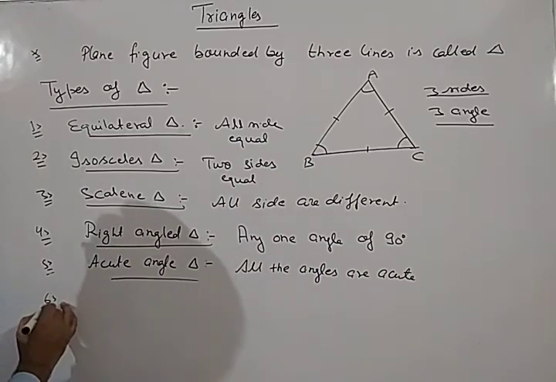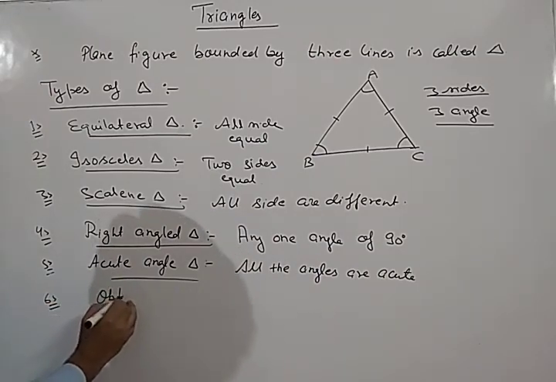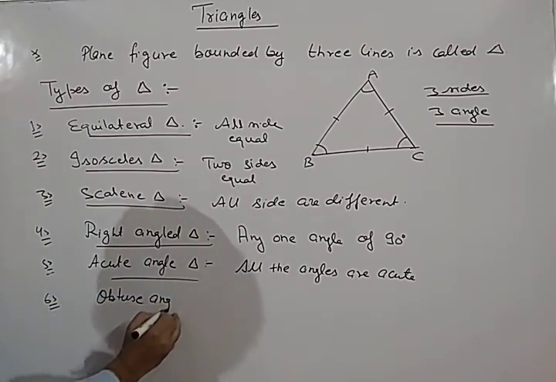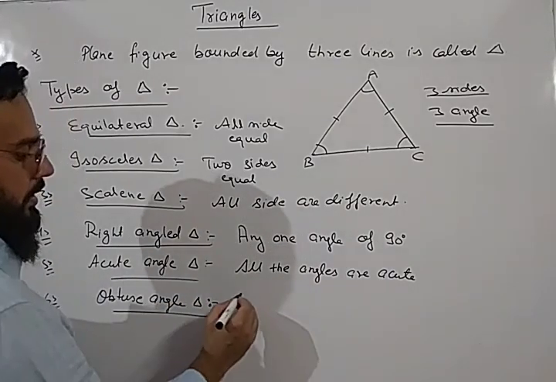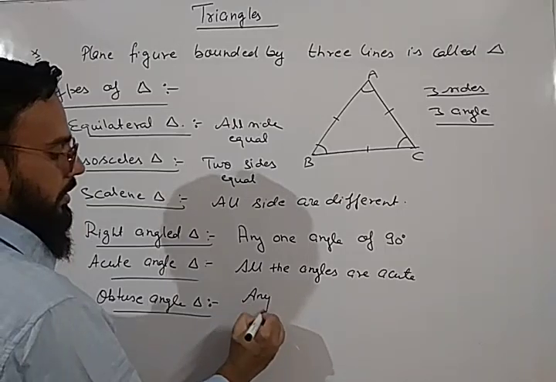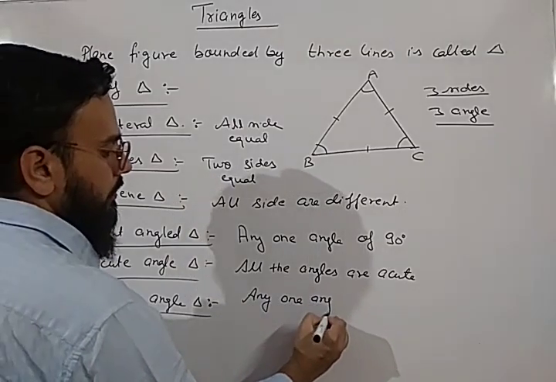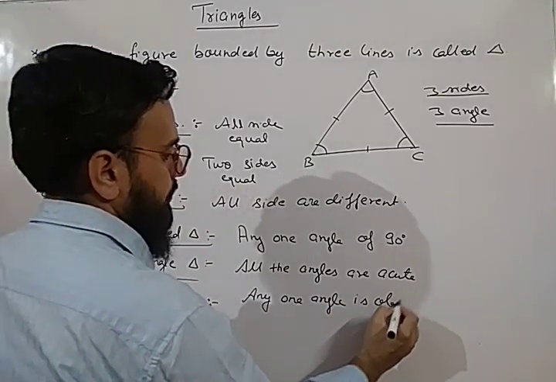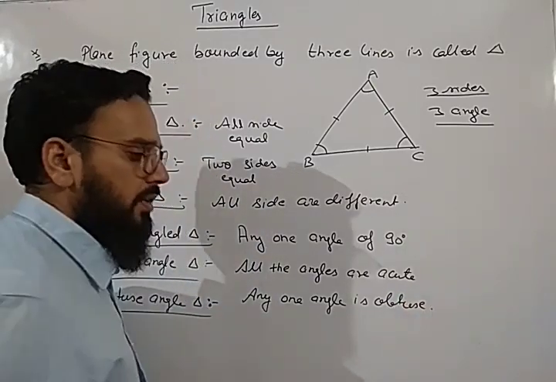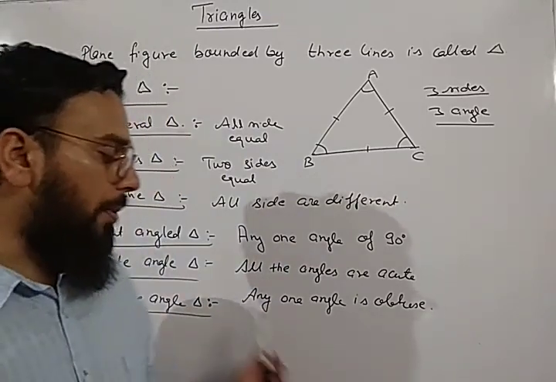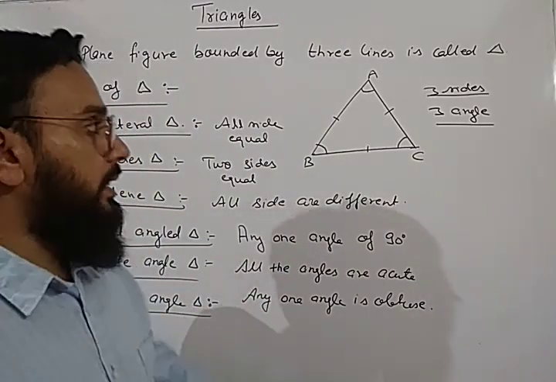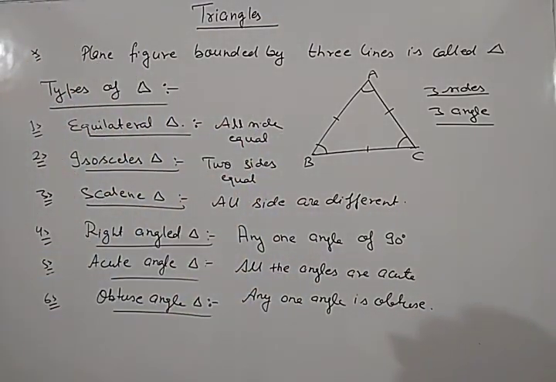Then the last one, the sixth one, is obtuse angle triangle. So what is obtuse angle triangle? In which any one angle is obtuse. The triangle in which any one angle is an obtuse angle, that triangle will be known as obtuse angle triangle. So basically there are these six types of triangles, three depending on the sides and three depending on the angles.